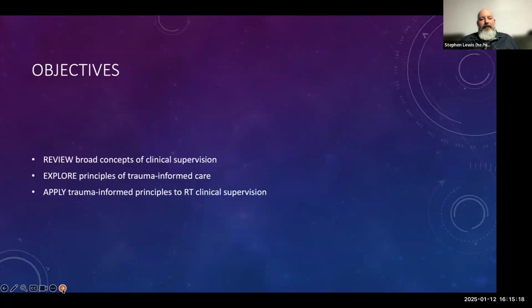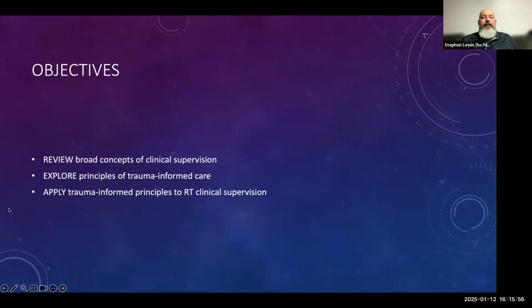So our three main objectives are to review the broad concepts of clinical supervision, make sure we're all on the same page with that, and also know some of the possibilities with clinical supervision in recreational therapy. Explore principles of trauma-informed care. Just like clinical supervision, this may be something that you've hopefully at least been exposed to, if not already actively incorporating into your agency and recreational therapy practice. And then at the end, we'll apply trauma-informed principles to RT clinical supervision.